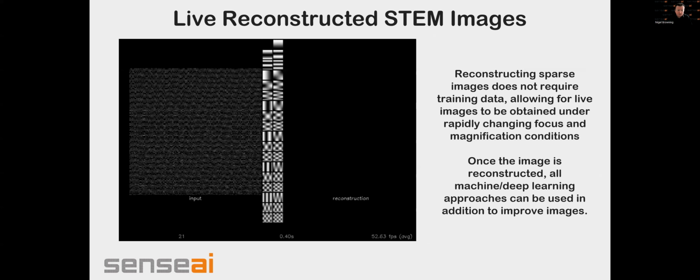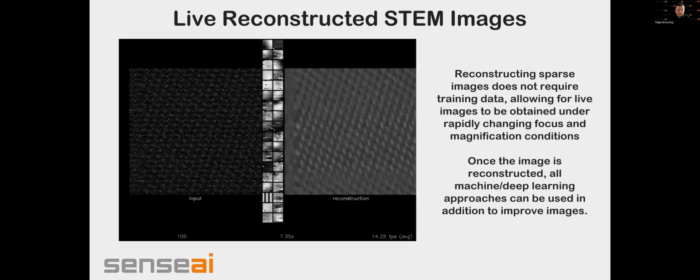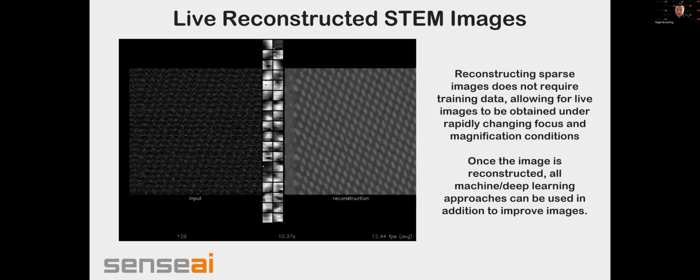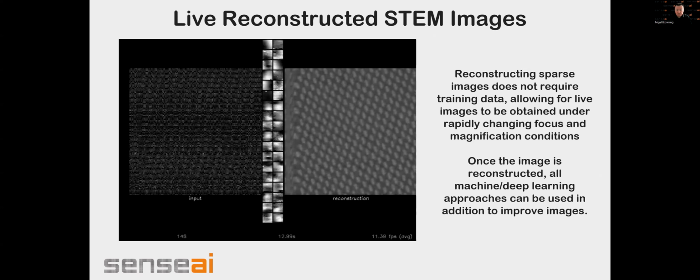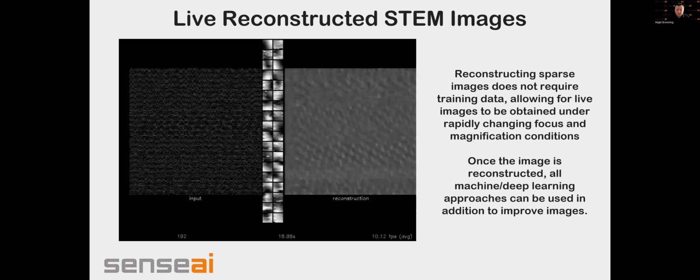So here's an example of a reconstruction of a live image. This is an aberration-corrected STEM image that's obtained from Harwell in the Rosalind Franklin Institute, and it's just silicon dumbbells. And you can see that we can get a very rapid reconstruction. So this is a live reconstruction of a 25% subsampled image.